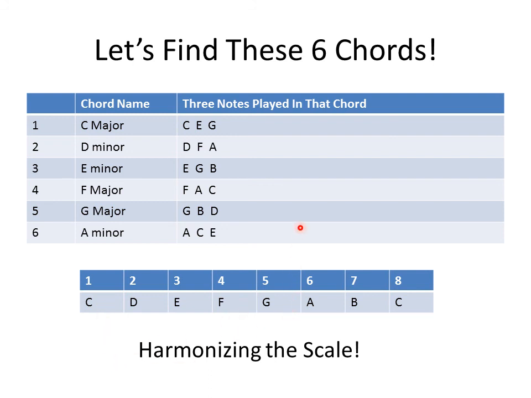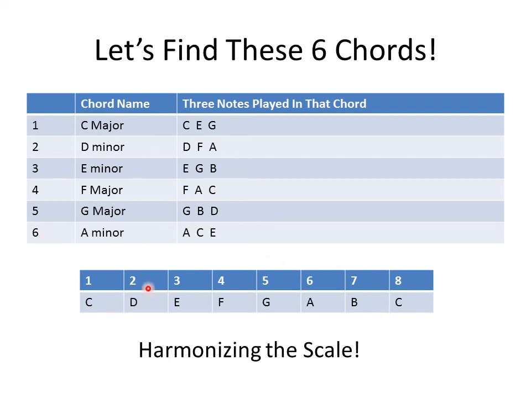Well, look, we went ahead and figured out the notes inside of each one of these. Here's number 1, C major, C, E, G. Hey, C, E, G, that fits in the key of C. F major, what are the notes in the F major chord? They are F, A, C. And look, they fit in the key of C. And G major is G, B, D. That's the notes in the chord of G major. And they also fit in the key of C.